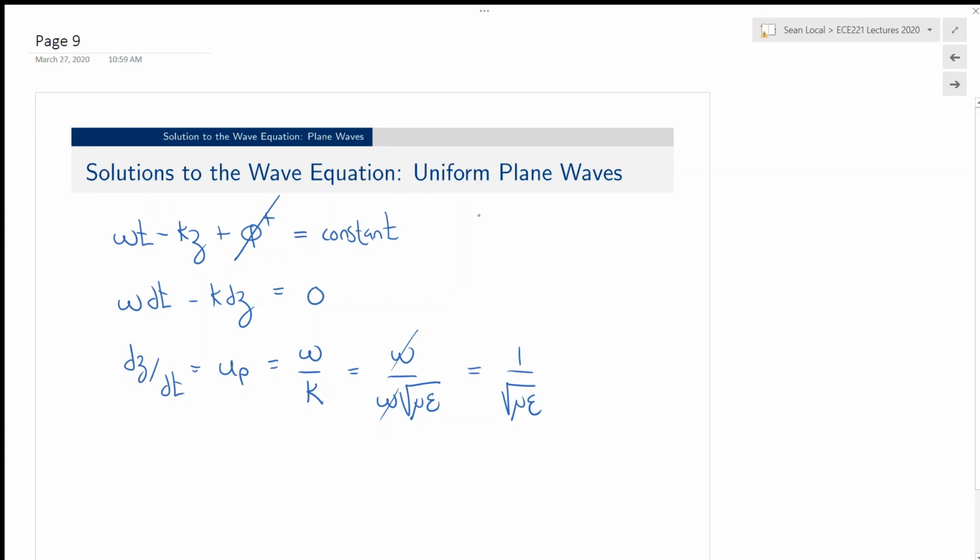And if we were to evaluate this constant in free space, so we substitute the constitutive parameters of free space in here, we would arrive at the familiar speed of light, which is approximately 3 times 10 to the 8 meters per second.